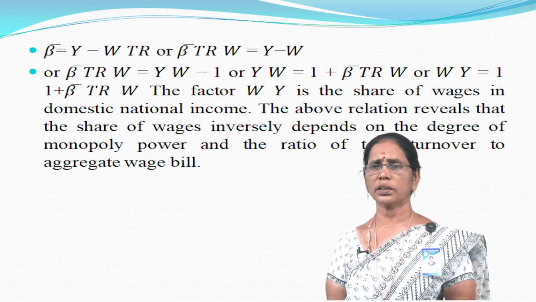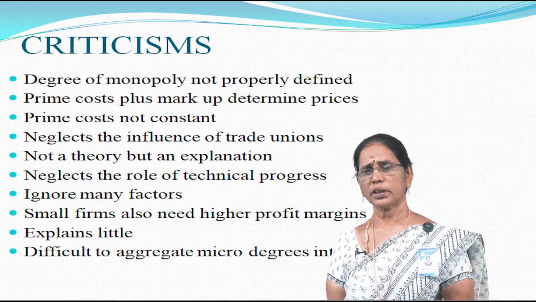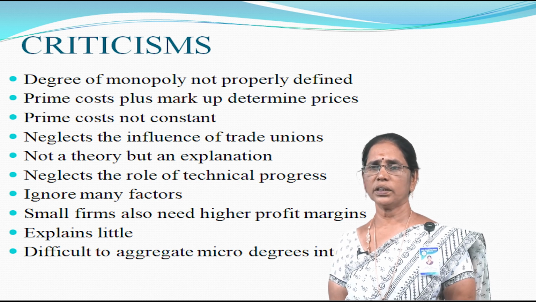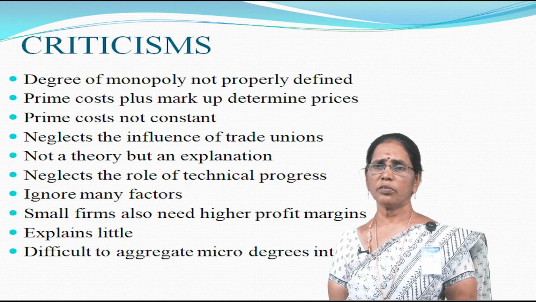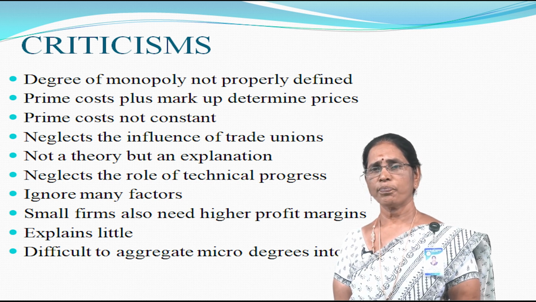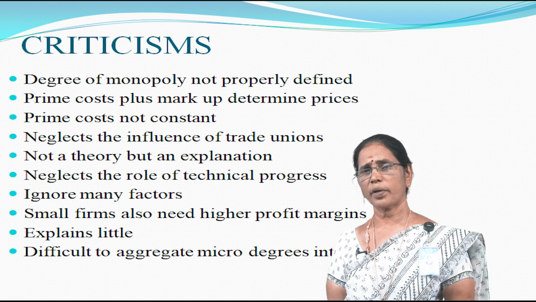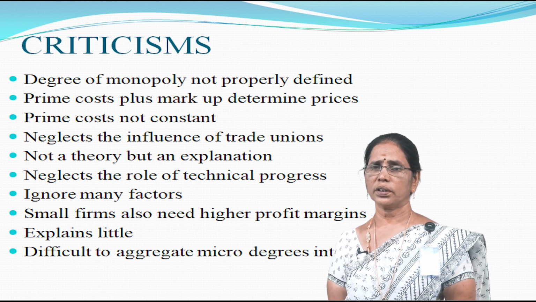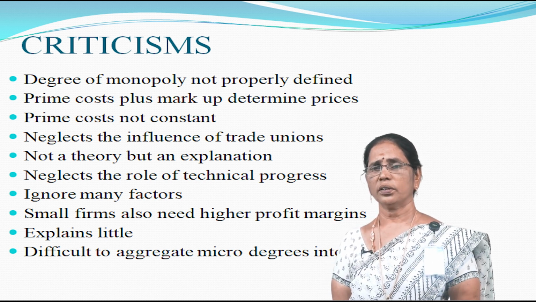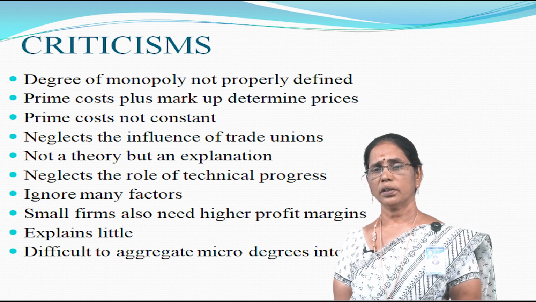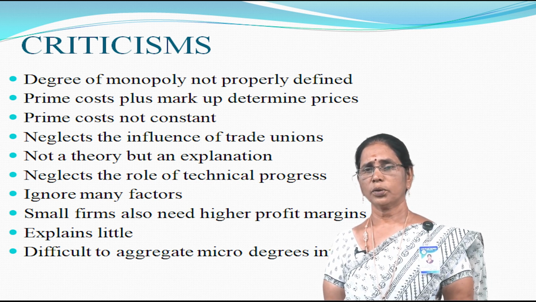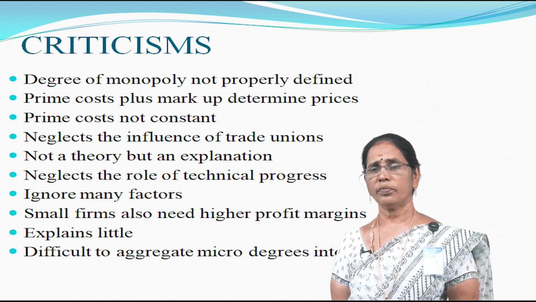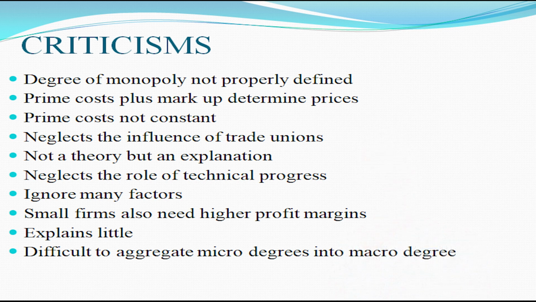Then Kalecki's model is criticized by some other economists. First, the degree of monopoly is not properly defined. This is the first and foremost criticism of Kalecki's model. Prime cost plus markup determines price, but prime cost is not constant. It neglects the influence of trade unions. It is not a theory but an explanation. It neglects the role of technical progress. It ignores many factors. Small firms also need higher profit margins. It explains little. It is difficult to aggregate the micro degree into the macro degree.